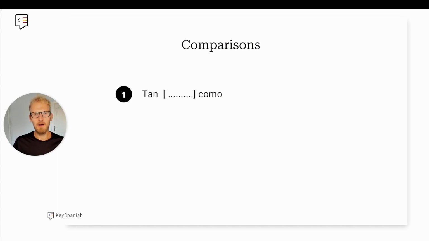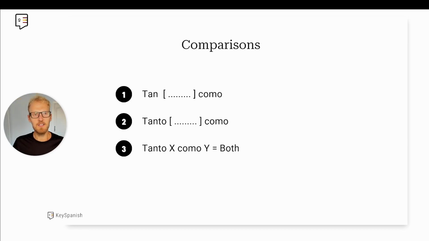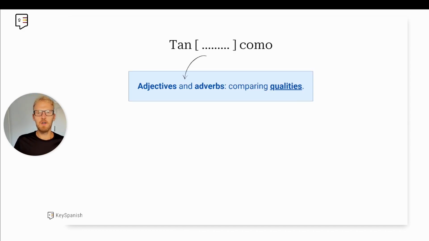We're going to see comparisons first with tan and como, then tanto, como, and a structure that means both in English, tanto X como Y. So let's see tan como. We will put there adjectives and adverbs. So what we will be doing is comparing qualities of things. Again, as before, tan intensifies qualities, so we're making comparisons, we are doing the same thing.